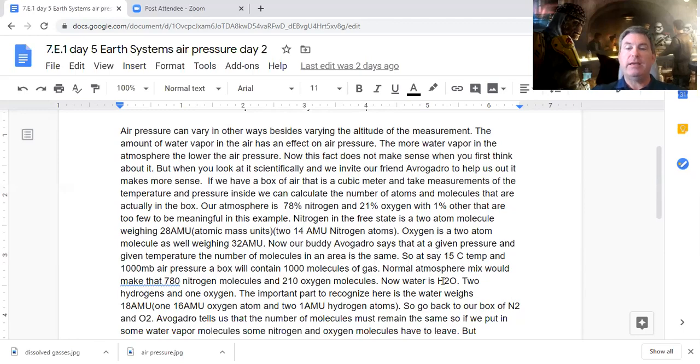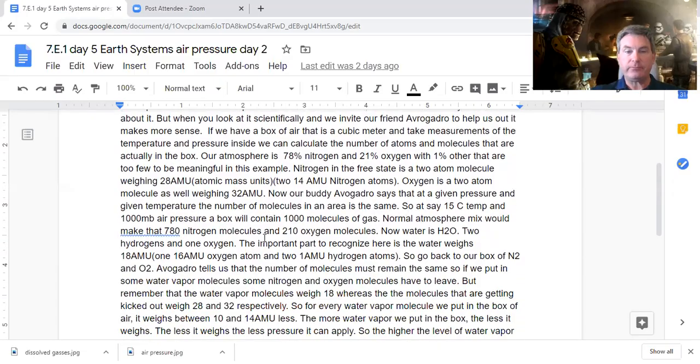Now remember, water is H2O. That's 2 hydrogens and 1 oxygen. The important part to recognize here is that water weighs 18 AMU: 16 AMU for the oxygen atom and 1 AMU for each hydrogen atom. Remember, 18 AMU. The nitrogen and the oxygen that were already there weighed 28 and 32.